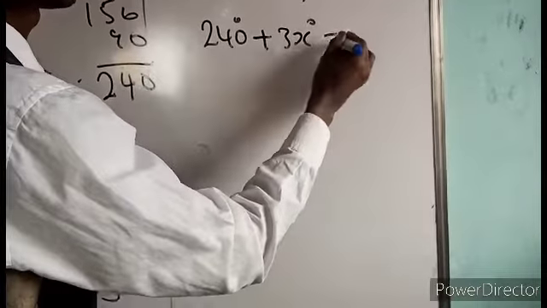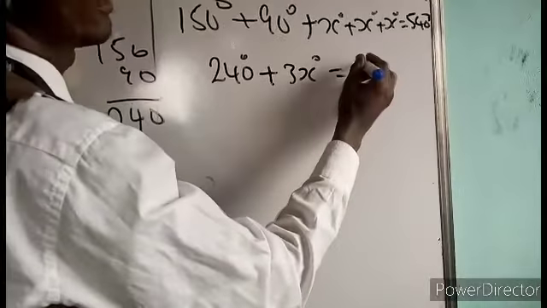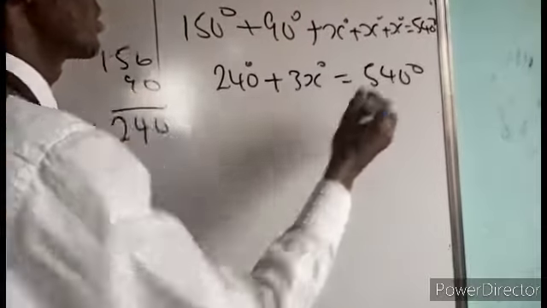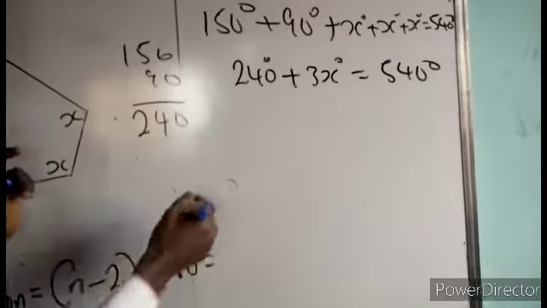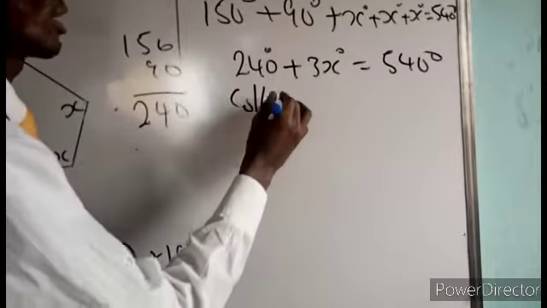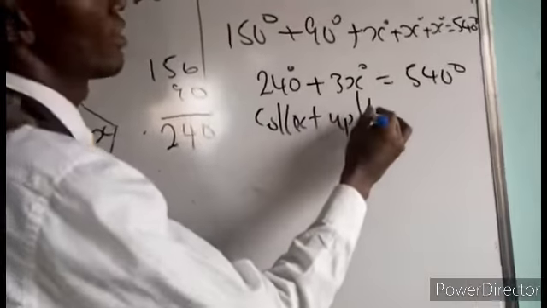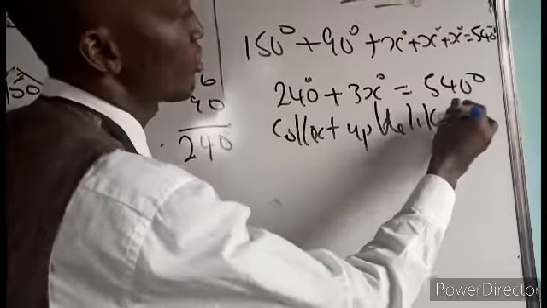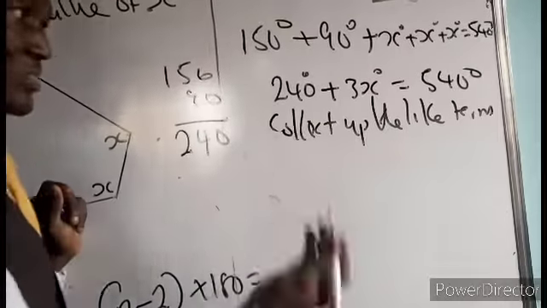Let's hasten up with it. They are degrees. Then we have 540 degrees. Now let's collect up the like terms. Collect up the like terms. You know what I'm doing? Trying to bring them together, like terms. That's just what I'm doing.